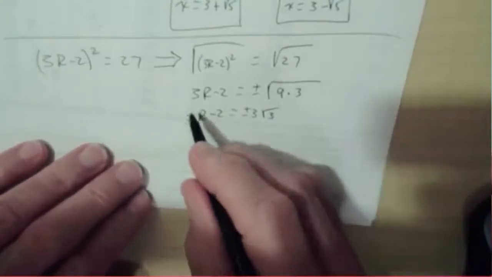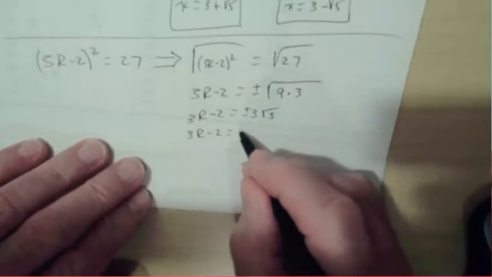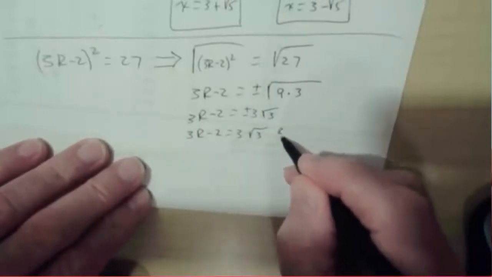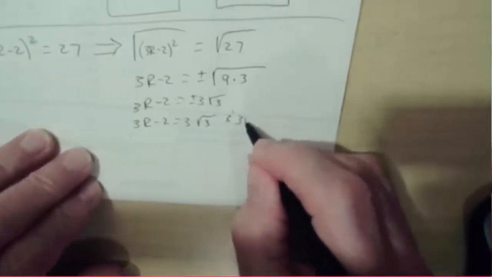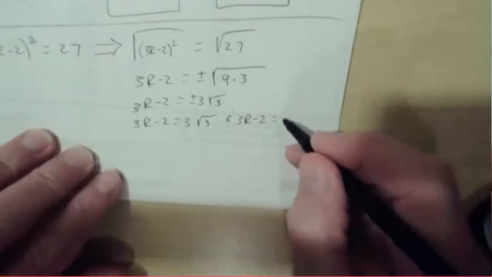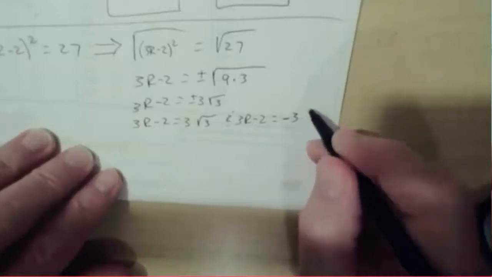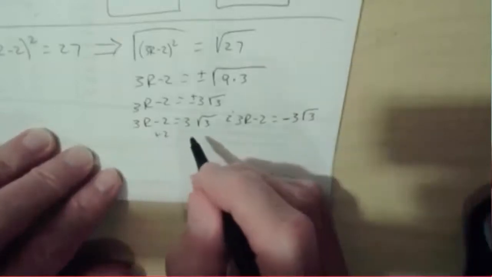So we have 3r minus 2 equals 3 times the square root of 3, and 3r minus 2 equals -3 square root of 3. And we're going to add 2 to each side.